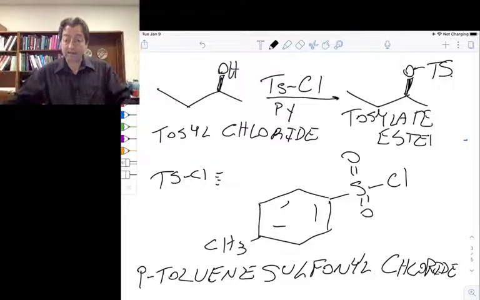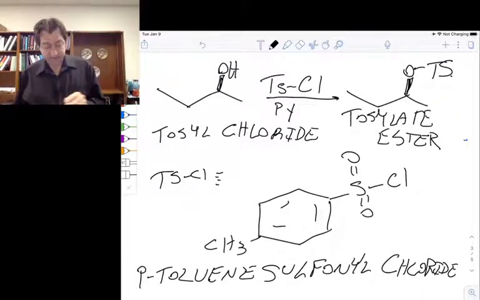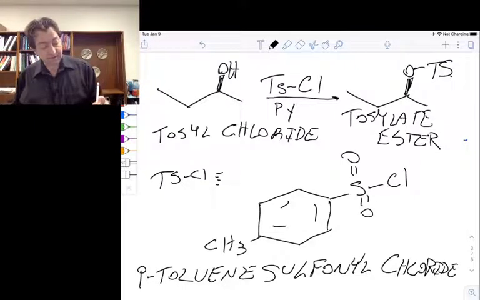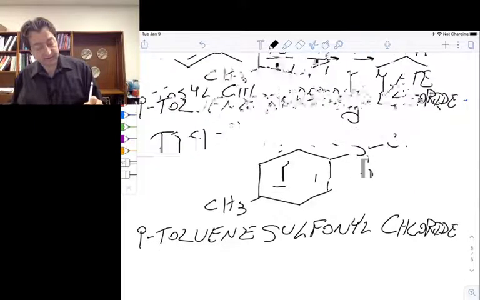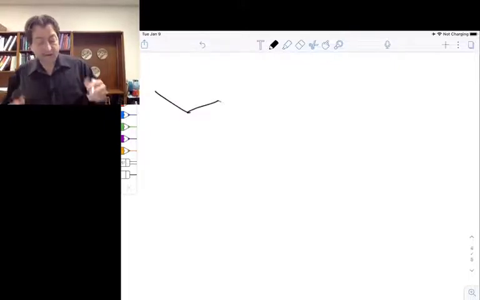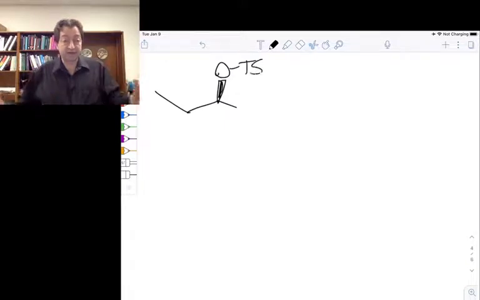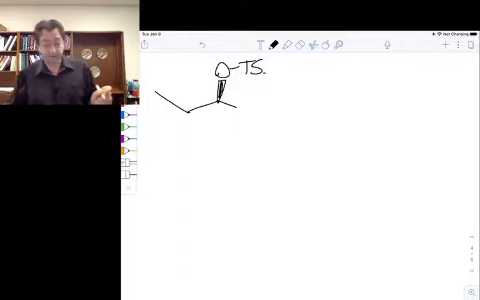So we have to do one chemical reaction on our substrate first. We make this tosylate ester. And then the next step is, now that we've made that tosylate ester, we've made something that's a very good leaving group. So we haven't done any kind of chemistry at the electrophilic carbon yet. We haven't displaced anything. We've just modified the OH group into this more active ester. And we can tell we haven't done anything to the electrophilic carbon because the stereochemistry of that electrophilic carbon is still the same.